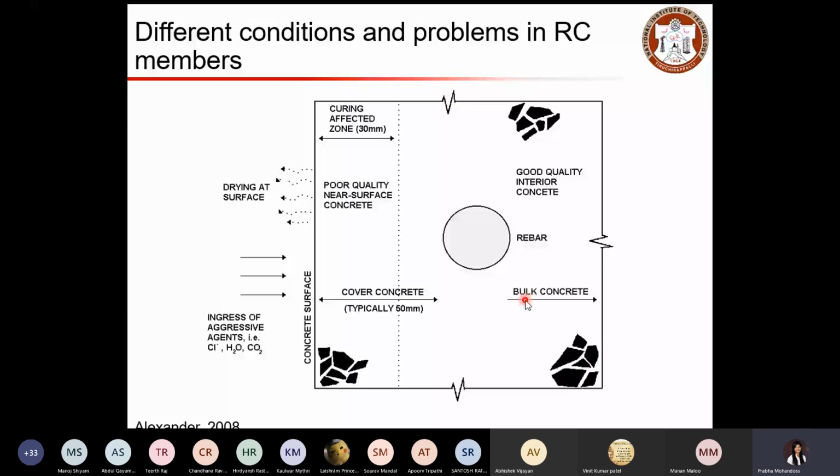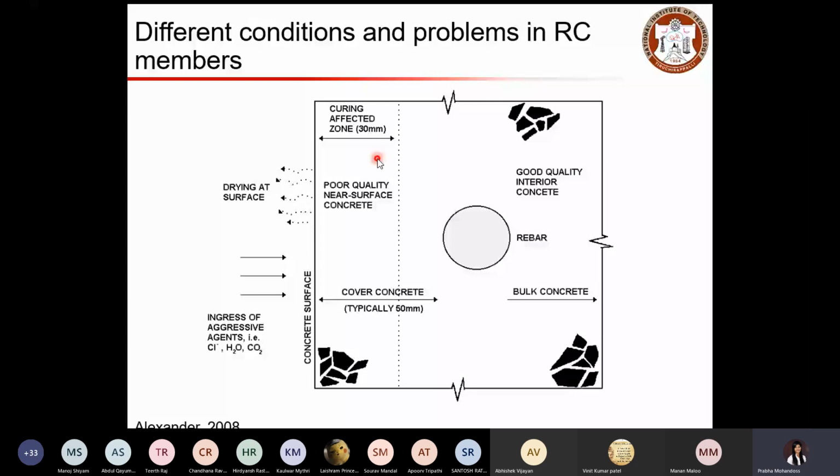So most often your hotcrete will be good quality concrete. So you will have good quality interior concrete in the bulk region, that is the hotcrete, and then outside, in the covercrete, there mostly you will have poor quality near surface concrete, especially when your curing is not adequate. So this we discussed in detail when we looked at why we do curing and the properties of fresh concrete.